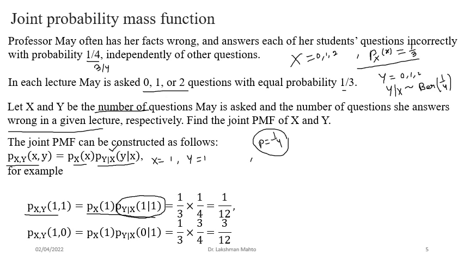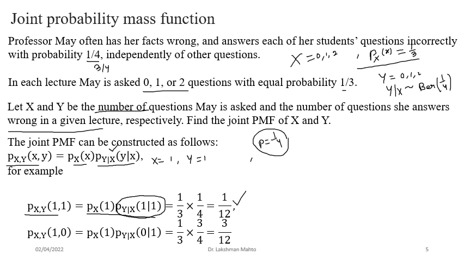So we are able to calculate the probability of (1, 1). The probability of observing x equal to 1 is 1 by 3. The probability of observing y equal to 1 given x equal to 1 would be 1 by 4. So in total, you are getting this probability.